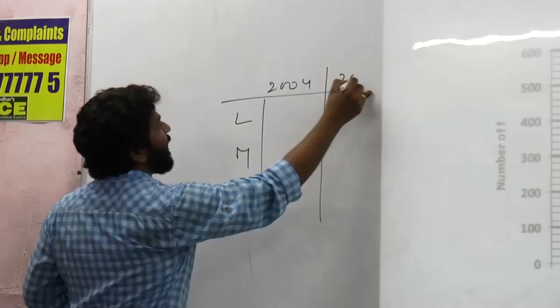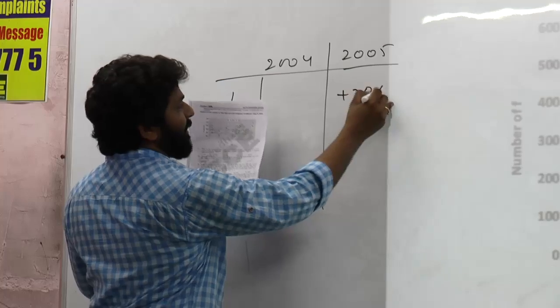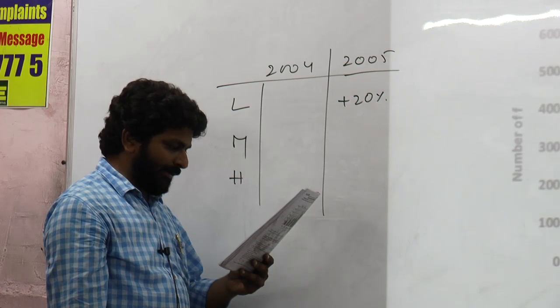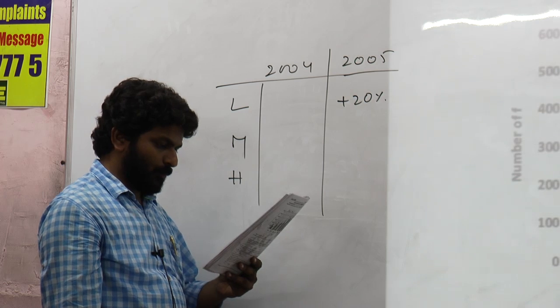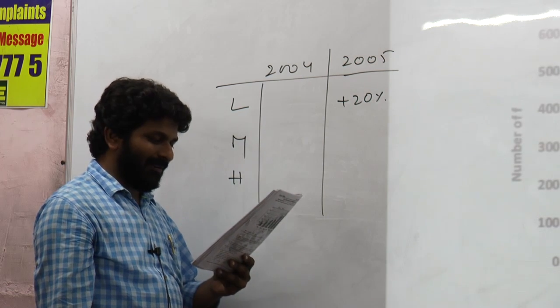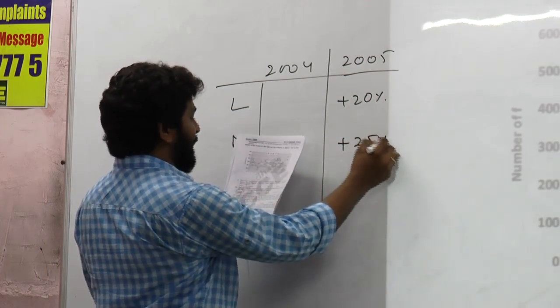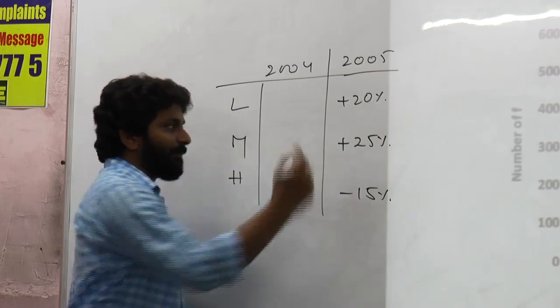So now let me calculate how many LIG flats, MIG flats, HIG flats there were in 2004. Then I will calculate 2005 data. LIG flats increase by 20% from 2004 to 2005, MIG flats increase by 25%, and HIG flats decrease by 15%.